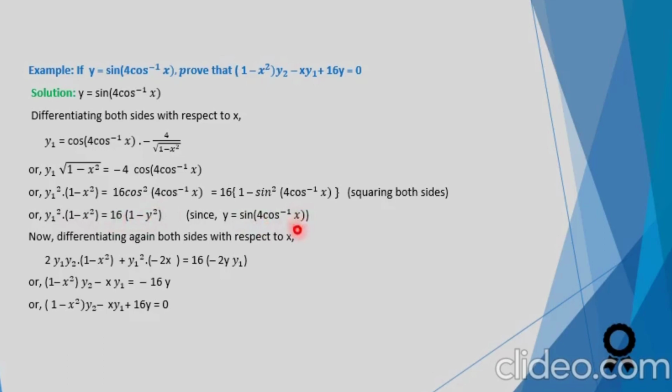Now differentiating again with respect to x, we get 2y1 y2 into (1 minus x square) plus y1 square into derivative of (1 minus x square), that is minus 2x, equal to 16 into derivative of (1 minus y square), equal to minus 2y y1. Now cancelling 2y1 from both sides, we get (1 minus x square) y2 minus x y1 equal to minus 16y, or (1 minus x square) y2 minus x y1 plus 16y equal to 0. This much.